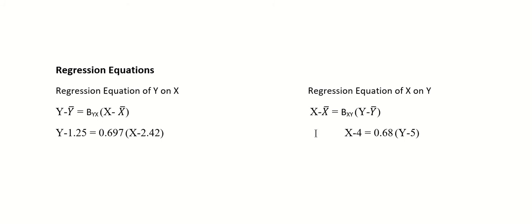And now same we will do for regression equation x on y. For x on y, x minus mean of x, so mean of x is 2.42. Beta x on y is 0.905. Y minus mean of y is 1.25. Right. Now we will solve it.